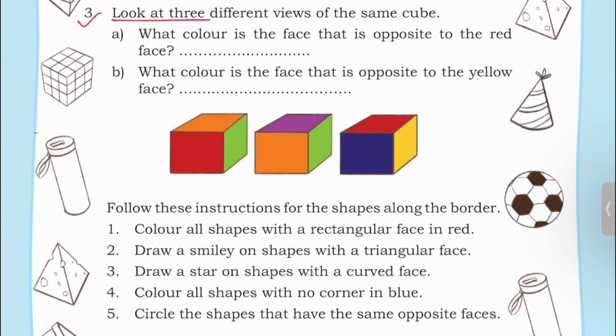3. Look at the 3 different views of the same cube. You can see 3 different views of the same cube here. A. What color is the face that is opposite to the red face? That means you have to find the face opposite to the red face.